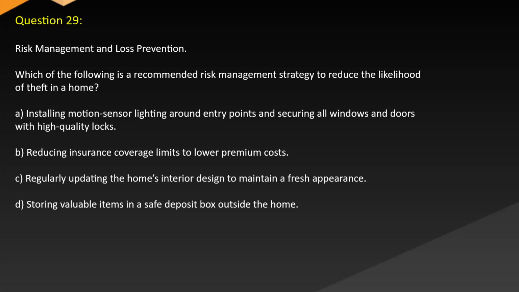Question 29. Risk management and loss prevention. Which of the following is a recommended risk management strategy to reduce the likelihood of theft in a home? A. Installing motion sensor lighting around entry points and securing all windows and doors with high-quality locks. B. Reducing insurance coverage limits to low premium costs. C. Regularly updating the home's interior design to maintain a fresh appearance. D. Storing valuable items in a safe deposit box outside the home.